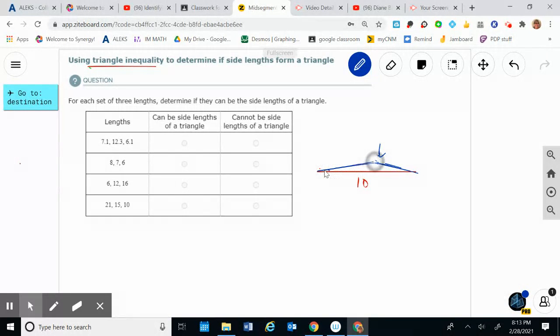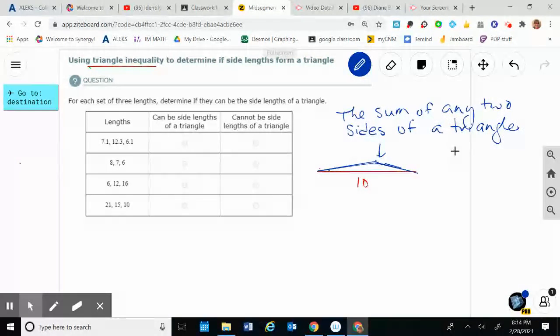And that's what this property says. Okay, that the sum of any two sides of a triangle is going to be greater than the third side.